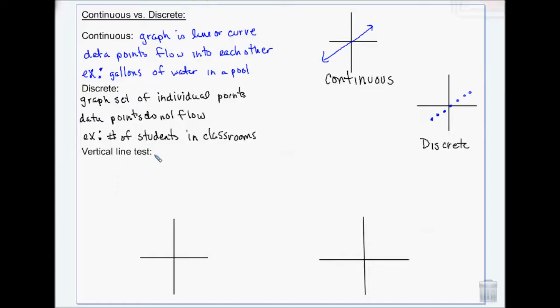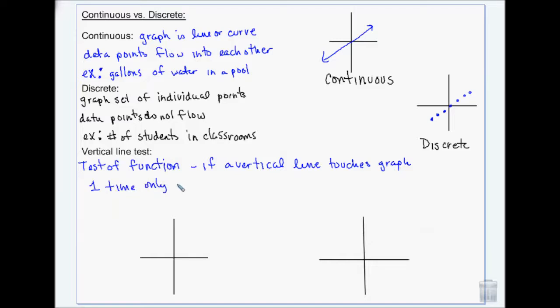The vertical line test is a test of a function. So you can test if something is or is not a function. If a vertical line only touches a graph once, it's a function. If it touches more than once, it's not.